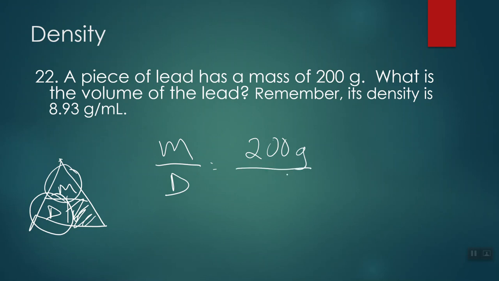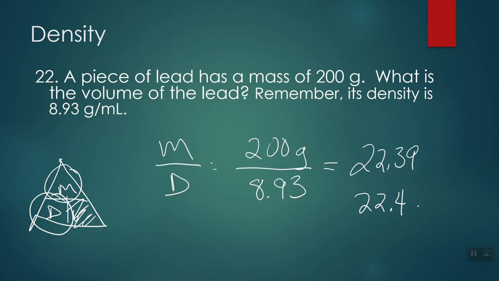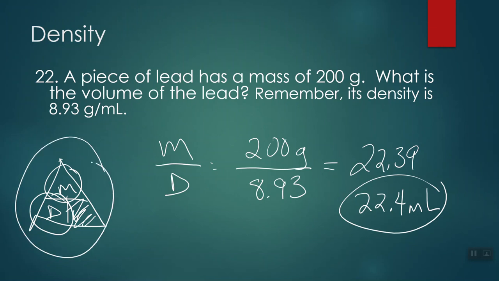200 grams over 8.93 equals, calculate with me, 200 divided by 8.93. Let's round that up. And remember that volume is in milliliters. All right, there's just 3 types of problems. I've taught you how to do all 3 types using the great pyramid of science.